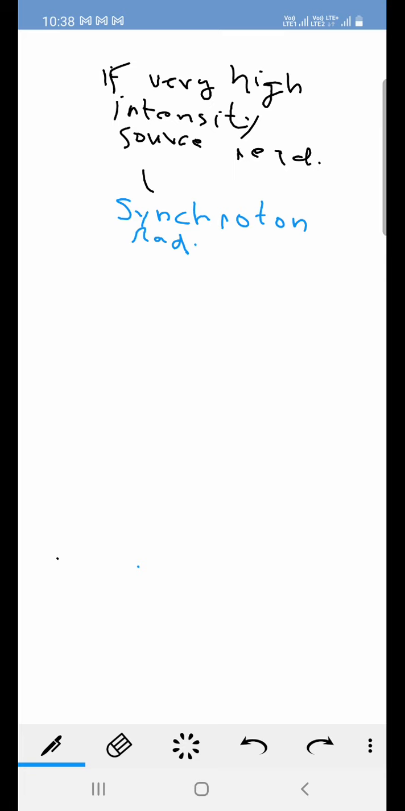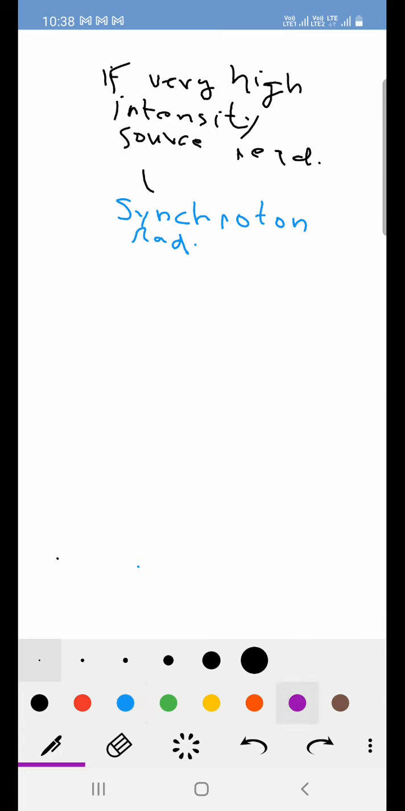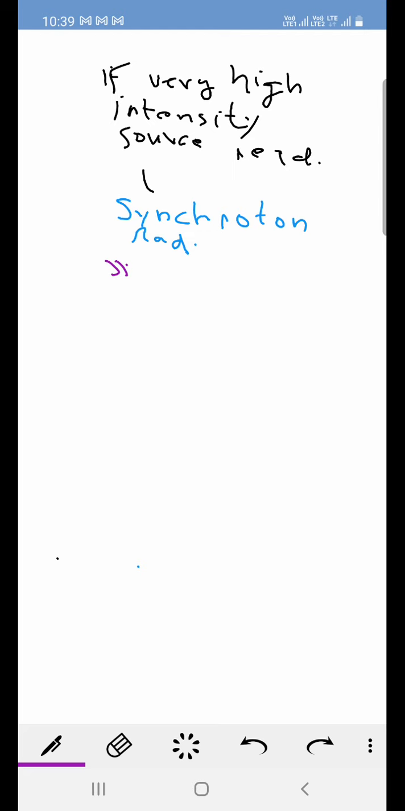Now, this synchrotron radiation has the advantage that its emission frequency can be tuned over a range. So we can see that it has got a tunable emission frequency, and it can be tuned over a range.